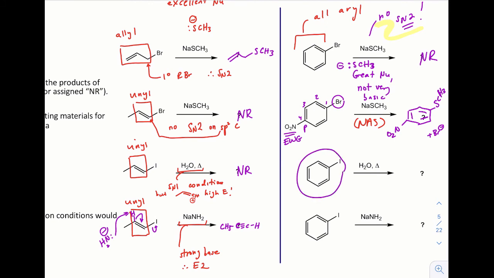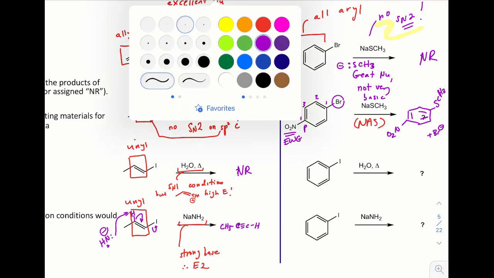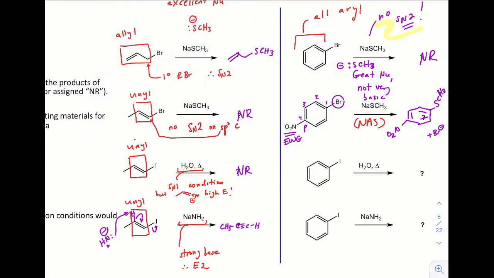Next molecule, iodobenzene with water and heat. What is going on there? Well, these conditions are telegraphing SN1, right? But there's not going to be SN1 on iodobenzene because that would generate this high energy aryl cation. And for an iodide leaving group, there's no driving force for this.